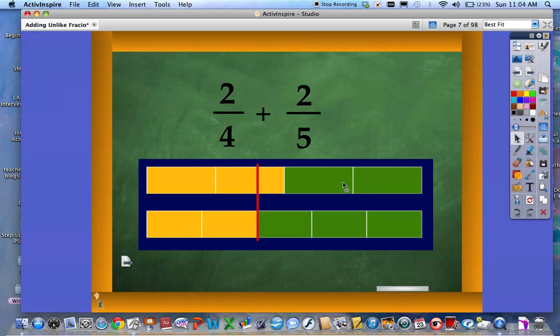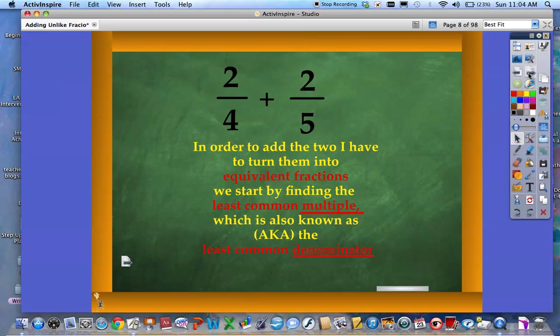Okay, so I can't express them as fourths or fifths, so I have to find a common denominator. I want to change those denominators. And how can I do that? By turning them into equivalent fractions, or fractions that have the same denominator. And the first step in doing that is finding the least common multiple. Why the least common multiple?